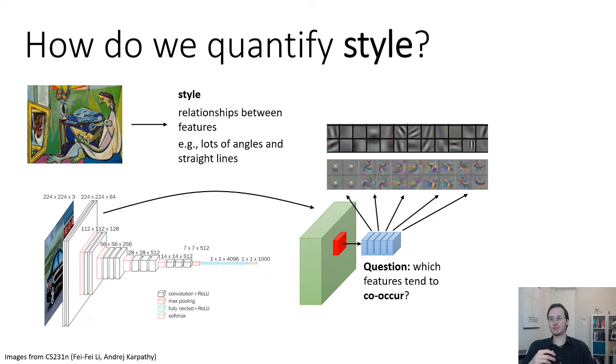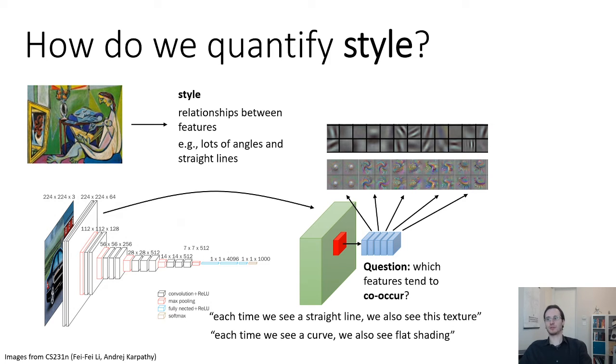For example, could we say something like, in this particular style, at a given location, if you see a circular thing, you're also likely to see some swirly thing. So this is a style of circles being near swirly things. Each time we see a straight line, we also see this particular texture. Or each time we see a curve, we always get flat shading. Or each time we see a swirly bit, we also see a corner. Okay? These are stylistic properties, independently of where in the image they are. So can we quantify this kind of relationship?